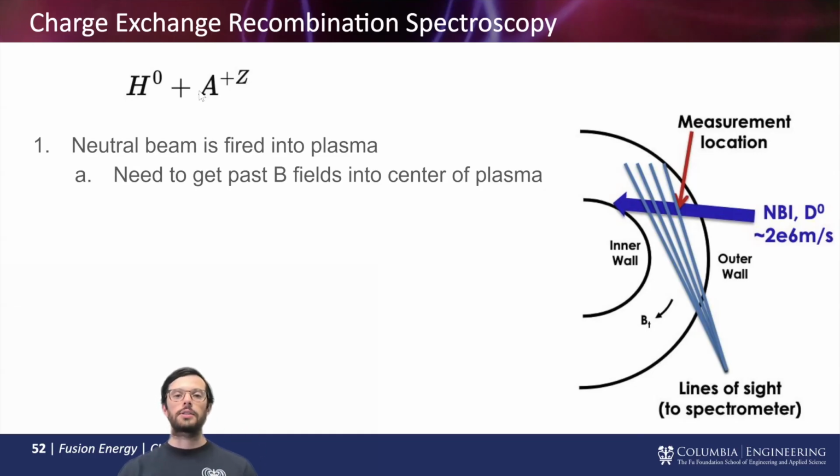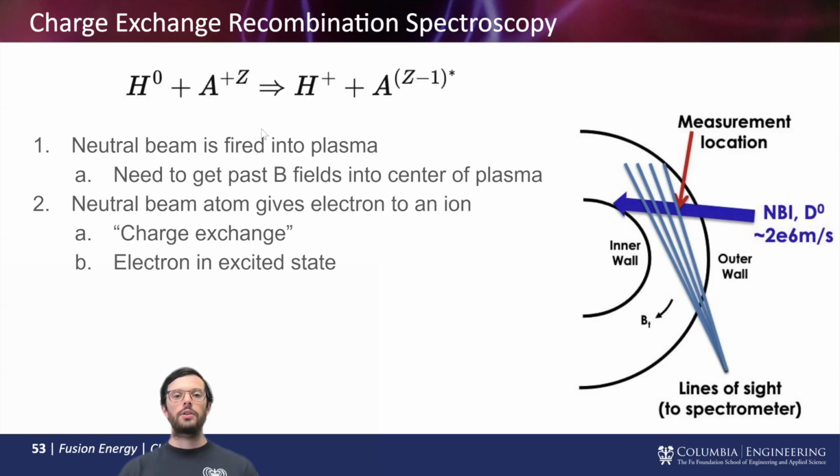Or one proton in the case of hydrogen plasma. Okay, so then we get this neutral particle from our NBI that interacts with whatever ion is in the plasma, and it gives it its electron. It collides, and one electron gets pulled from the neutral beam particle into the plasma ion.